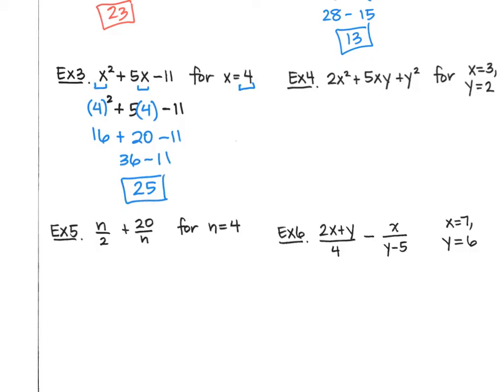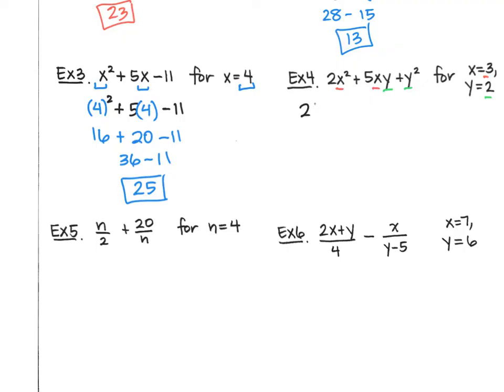Okay, if you haven't copied example 4, copy example 4. I'm going to throw in 2 variables on this one. Okay, so for example 4, I'm telling you that x is 3 and y is 2. So everywhere I see x, which is here and here, I'm going to plug in 3. Everywhere I see y, I'm going to substitute 2. So this is going to get a little crazy. Okay, so first I'm going to bring down that 2 in the front because that's just 2.